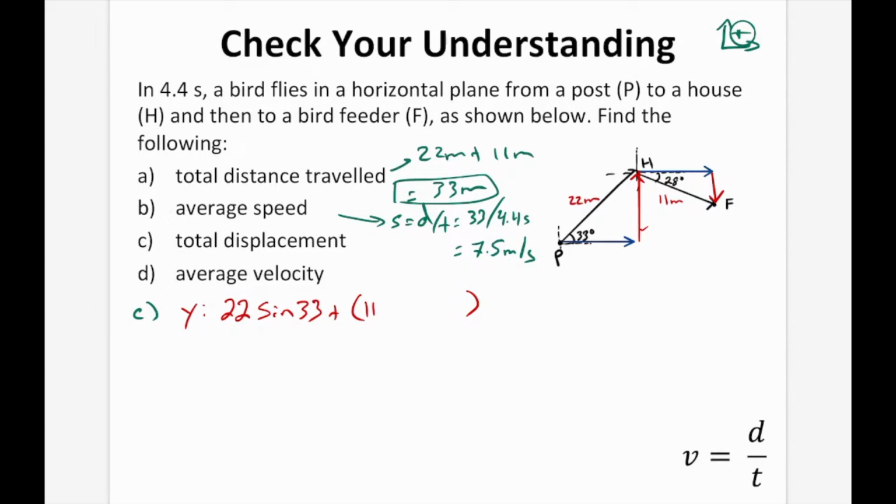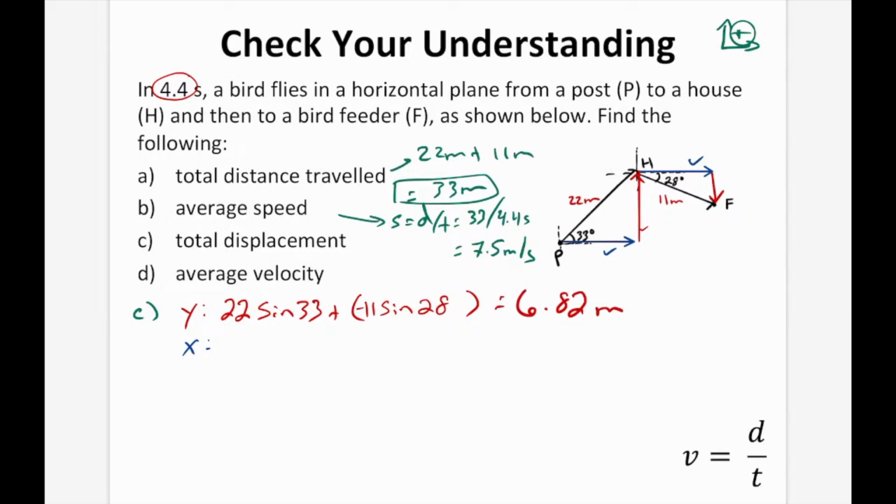It's opposite again, so we say sine 28, and that's negative because it's going down. So when you add these up, you get 6.82 meters. Now we need 2 sig digs in our answer, so we're going to keep 3 throughout. You always keep 1 extra.